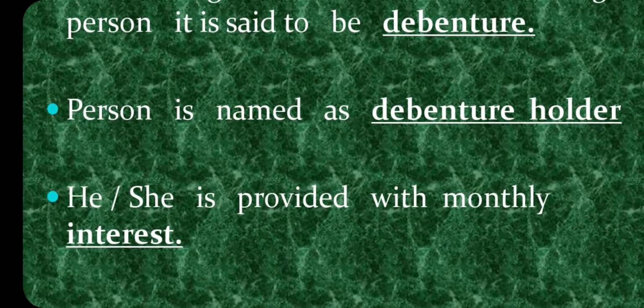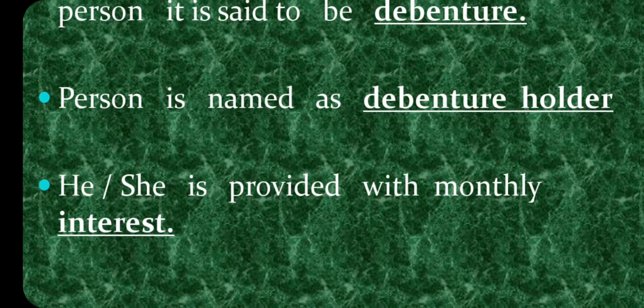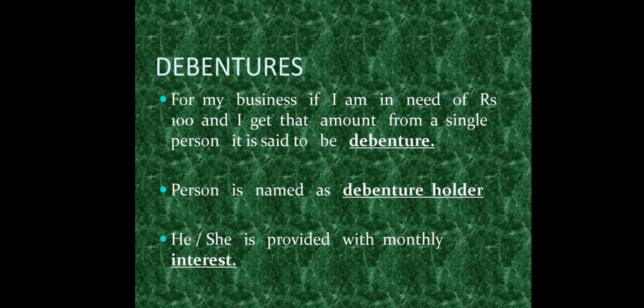And for this debenture holder, every month from our profit amount, we have to provide him an interest amount. Yes, and now this debenture holder is said to be the creditor of our company, because debentures are always said to be the loan of the company, and the person who is giving the debenture is said to be the creditor of the company. So this is one way of raising capital for my company.